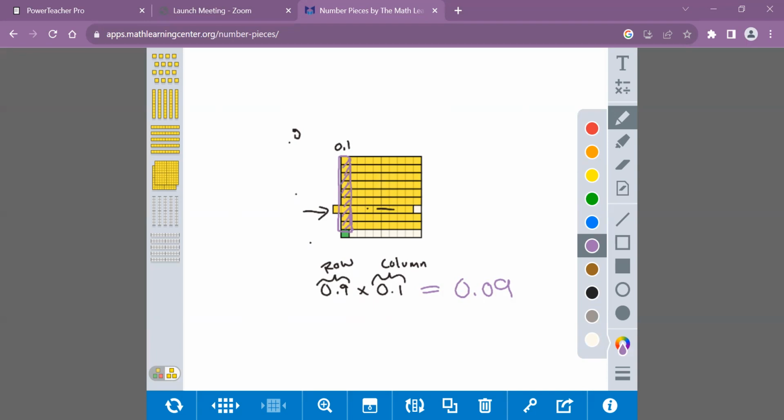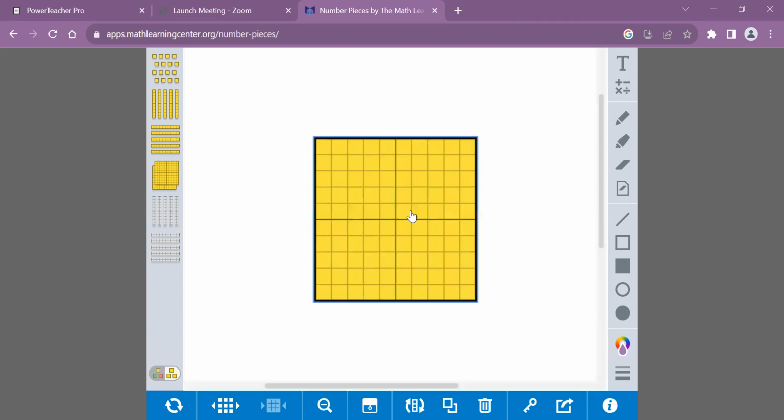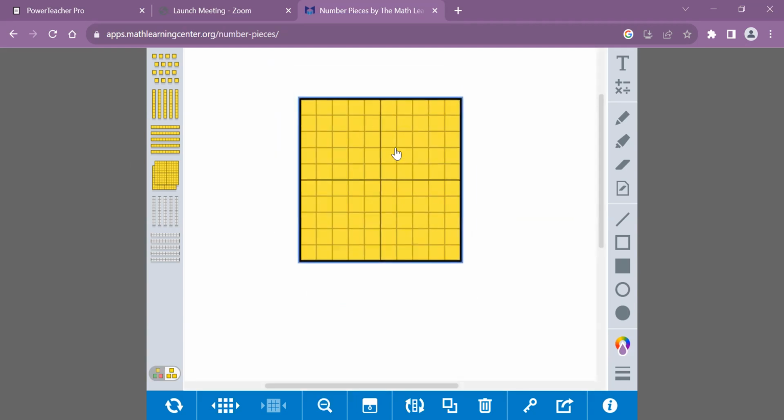This is so fun. Okay, we're going to do one more, because I'm determined to actually be able to do a great model for you. So here we go. Here is our model. Let's say our multiplication problem is going to be 4/10 times 5/10.